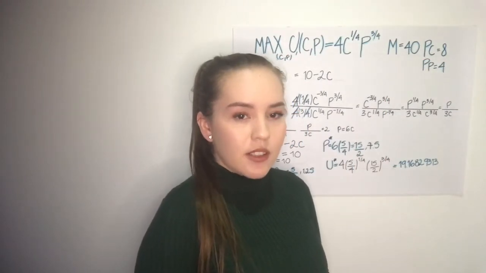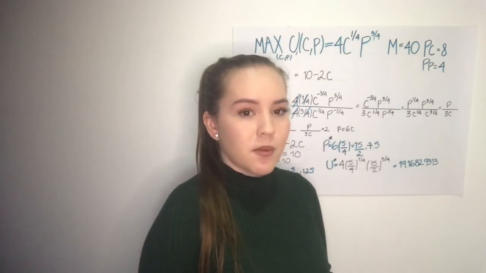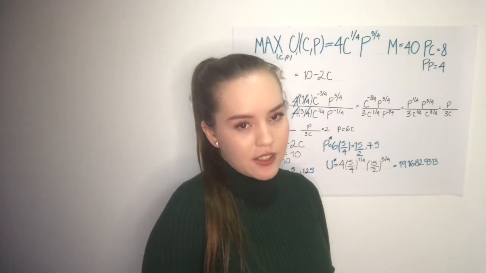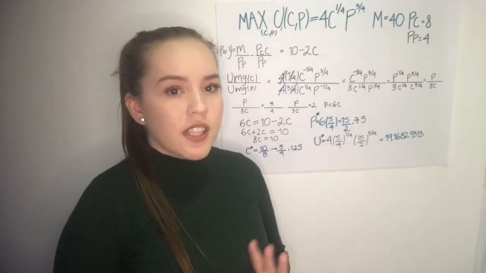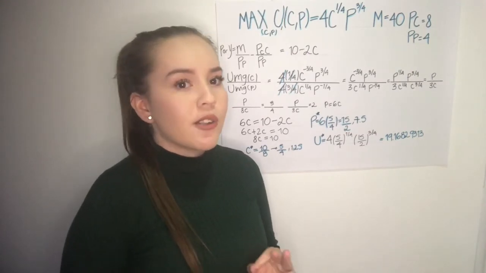Group number 6, called the Supermicrofantásticos. Today we will see the income effect and substitution effect by Slutsky for the Cobb-Douglas. So let's start.